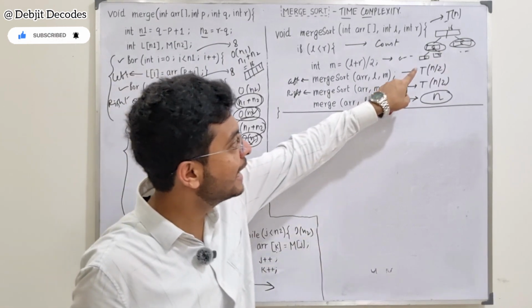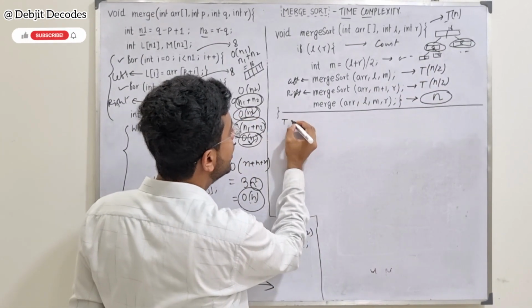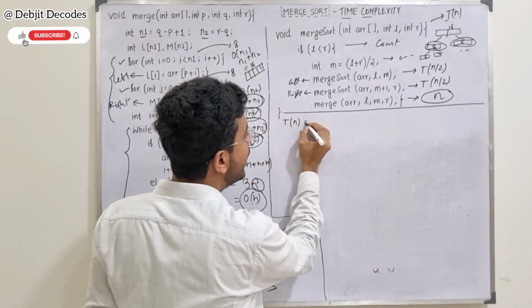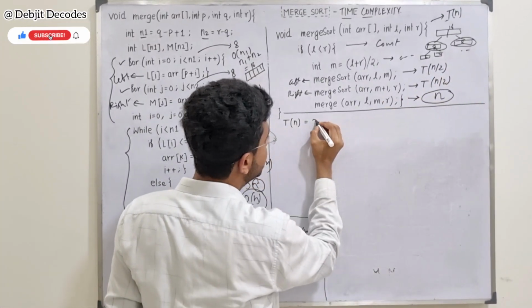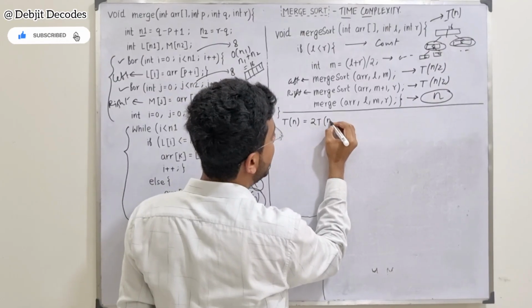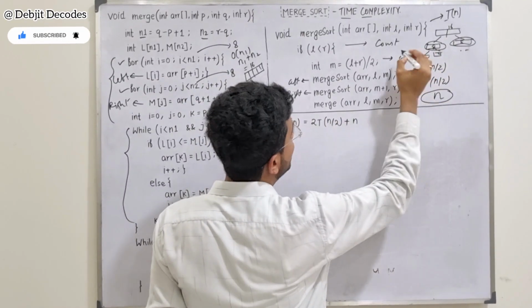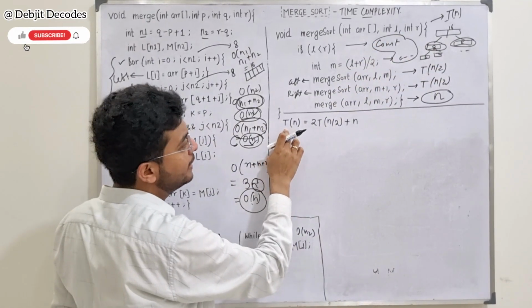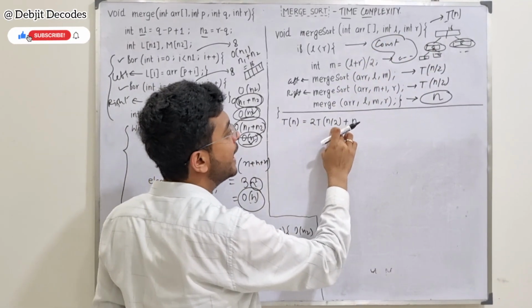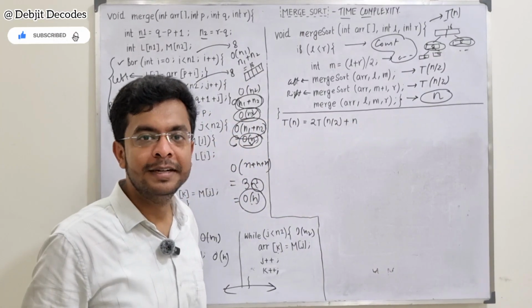So what is exactly the time taken? If we want to write, it becomes T of n is equal to T of n by 2 plus T of n by 2, that is 2T of n by 2, plus n. And there is some constant time, which I am just ignoring for the time being. So T of n is equal to 2T of n by 2 plus n. This is the recurrence relation, right?